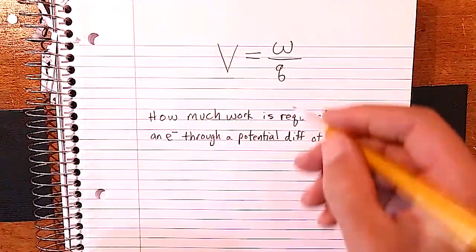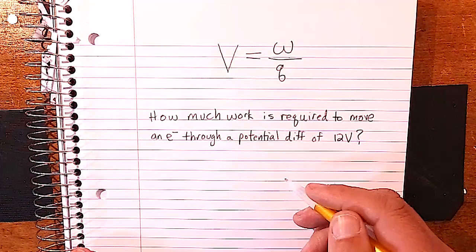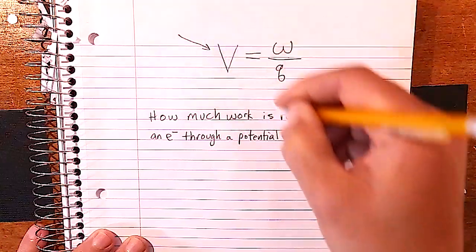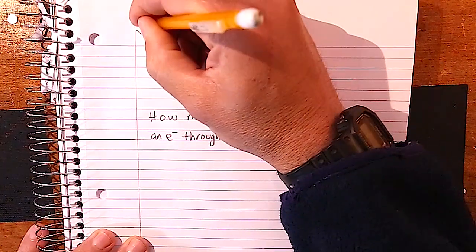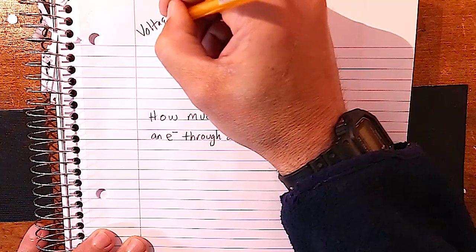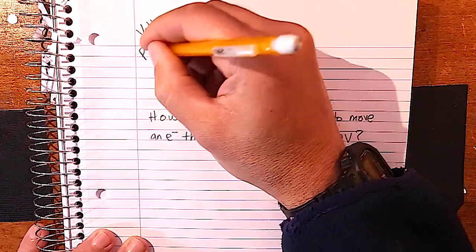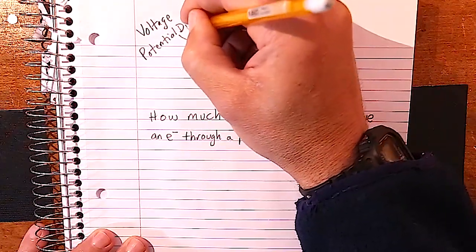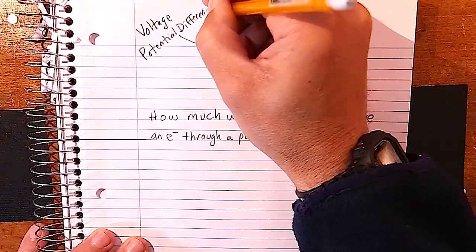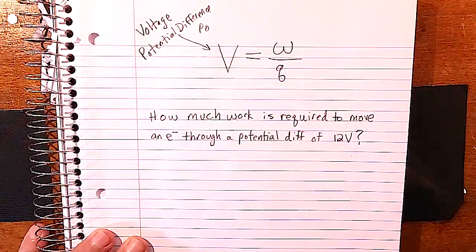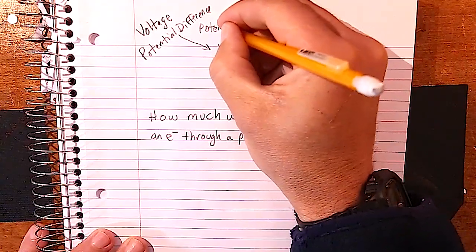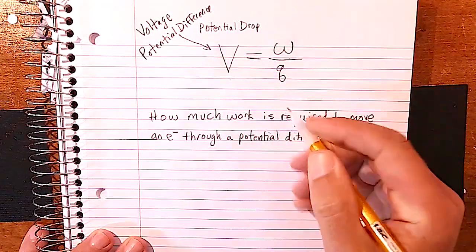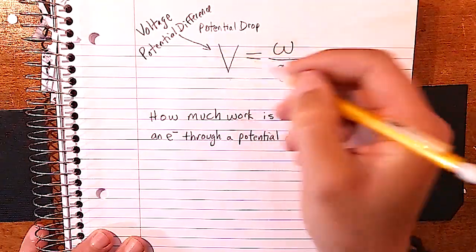Finally, we have V equals W over Q. Very tricky on this one because what is V? Well, V is three different things. It's voltage, and they switch these up all the time, so you have to memorize this. V is voltage. It's also potential difference, which is very common. But it's also potential drop. And potential drop is the one that's used least frequently, but you still should know all three. So voltage, potential difference, and potential drop is V.